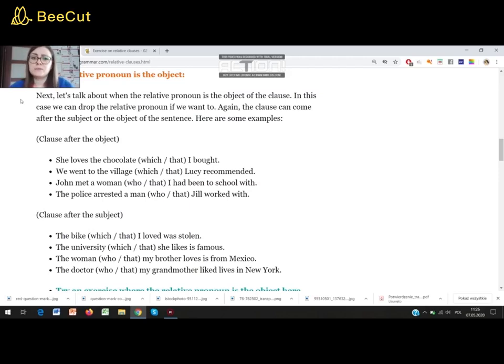But we can omit it. We can say she loves the chocolate I bought. Yeah, so we have optional pronouns here. We went to the village Lucy recommended, or we went to the village which or that Lucy recommended. John met a woman who or that I had been to school with, or without it, John met a woman I had been to school with. The police arrested a man Jill worked with, or the police arrested a man who or that Jill worked with.